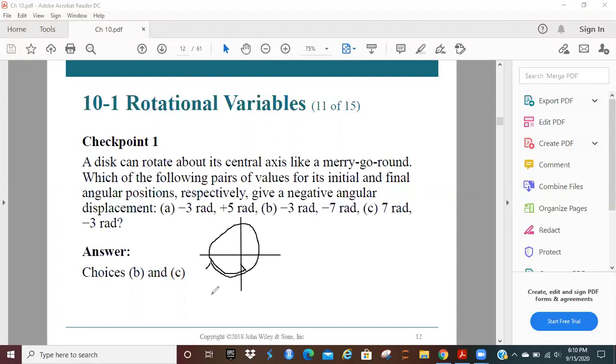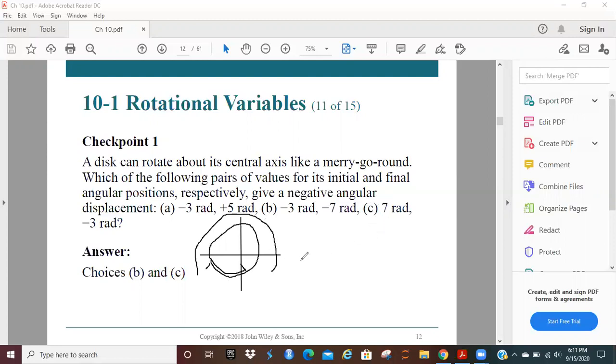If we look at part B, which I'll again start right about here, and we're going to go to -7, that means we're going to head around that way. We're moving in the clockwise direction. That is going to be considered a negative angular displacement because we're moving clockwise.